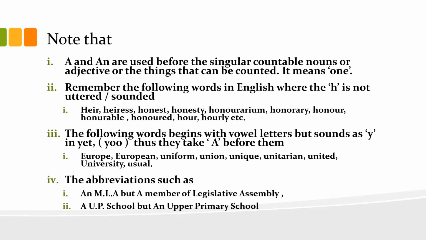Thirdly, the following words begin with vowel letters but sound like Y, as in yet, and thus they take a before them, like Europe, European, uniform, union, unique, Unitarian, united, university, usual, etc. Be careful when we are using abbreviations. For example, an MLA but a Member of Legislative Assembly, a UP school but an upper primary school. So we have to notice the sounds that the initial letter produces, not the physical form of the letter.